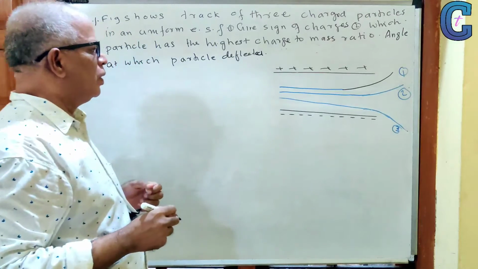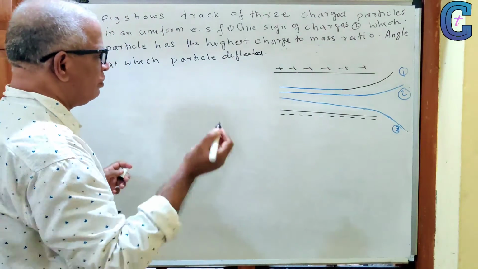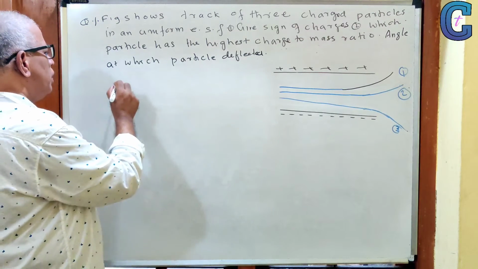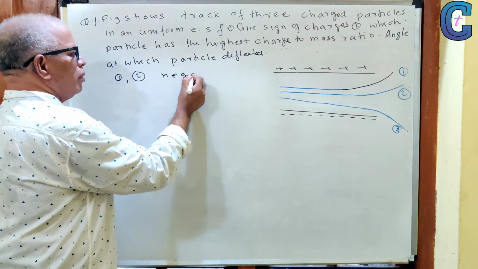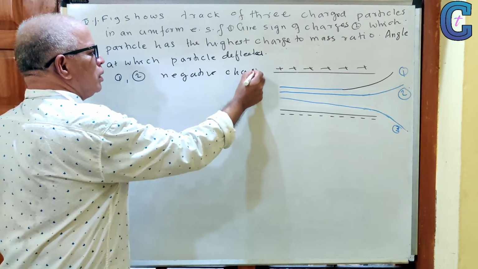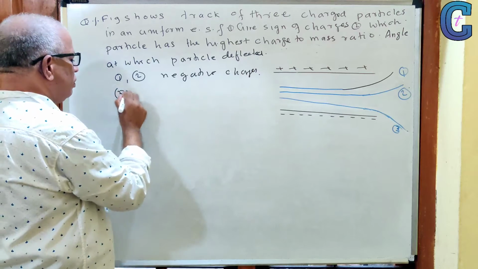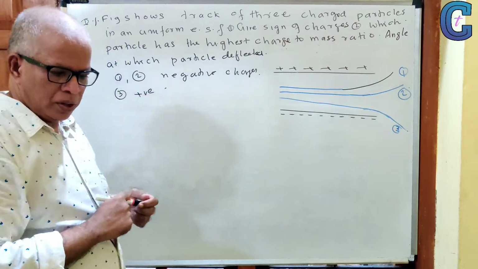Now you know this is positive, so negative. So you can very well see that the first part is very easy. 1, 2 are negative charges. Third is positive. It's very clear. That part is very easy.